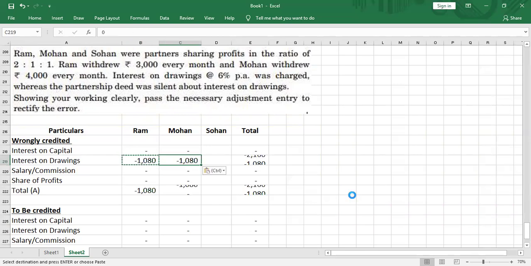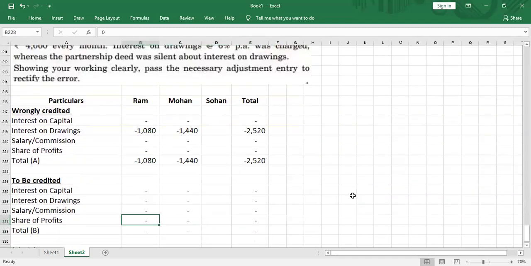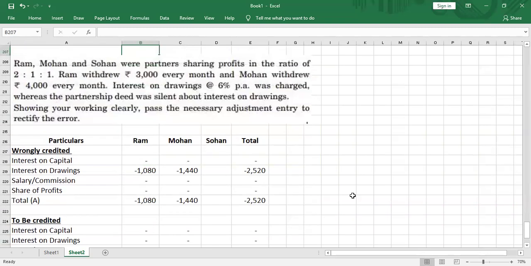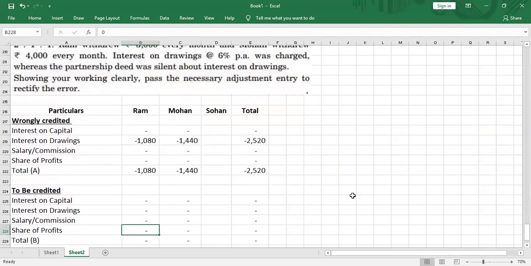1,080. And for Mohan, it was 4,000 every month. So 2,520. Understood. The total of the interest on drawings is 2,520. If it's provided extra, go and distribute in the profit sharing ratio. Have they given us a profit sharing ratio? It is 2 is to 1 is to 1.